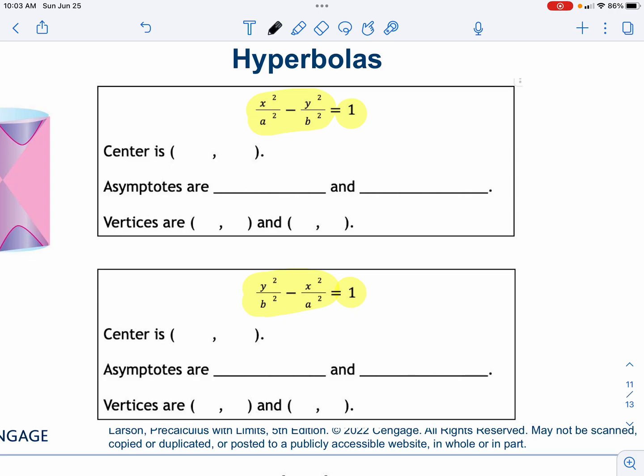So the center for each of these forms is going to be 0, 0. You can see there's no parentheses with numbers added or subtracted from the x and y variables, and so we're going to have the center right at 0, 0. Asymptotes for each form are going to be the same. They are y equals b over a x and y equals negative b over a x. So as we do our example, we'll pick out that a and b by square rooting a squared and b squared. Down here, it's the same.